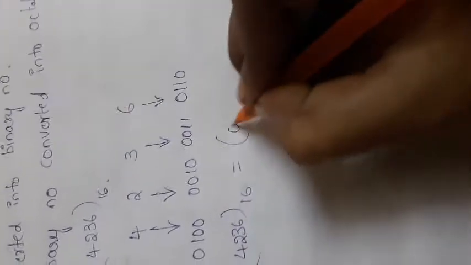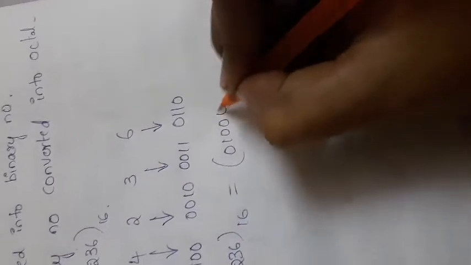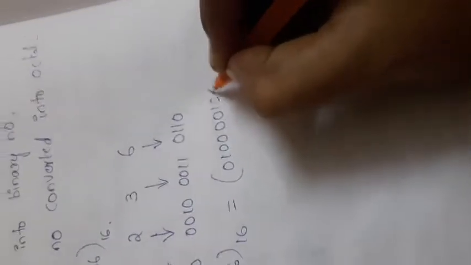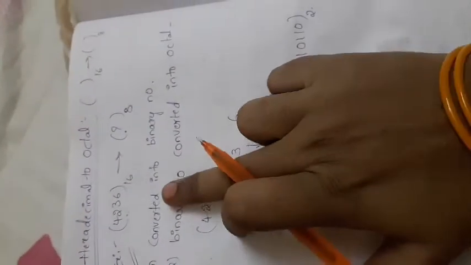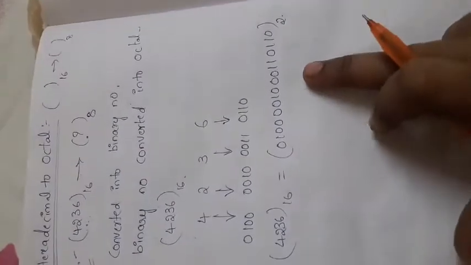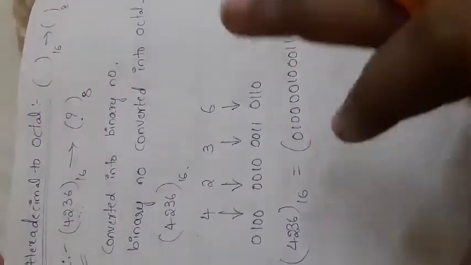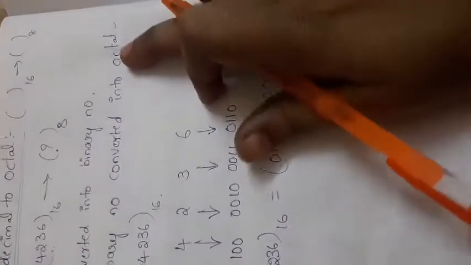Now we write the binary result for the hexadecimal number: 0100, 0010, 0011, 0110. So the first conversion is completed, that is, converted into a binary number. What is the next step? Whatever binary result we get here will again be converted into octal.